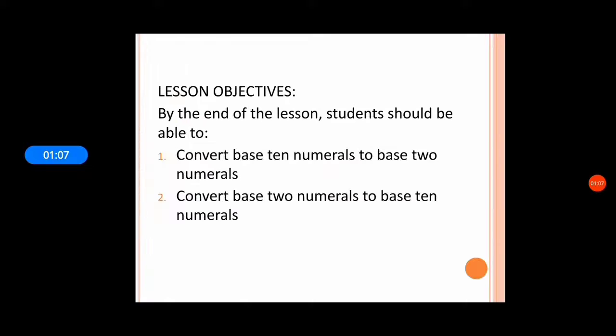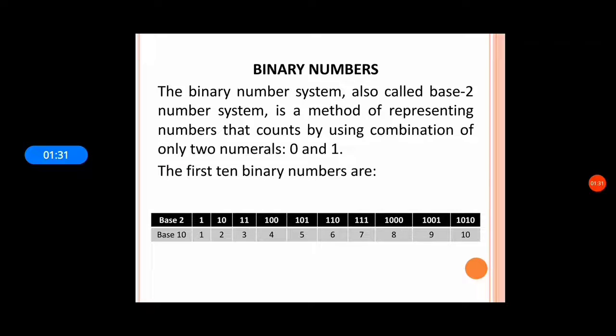Now let's quickly look at the lesson objectives. By the end of the lesson, students should be able to convert base 10 numerals to base 2 numerals, and convert base 2 numerals to base 10 numerals. These are the two basic lesson objectives, which I believe by the end of the lesson you will be able to perform. Now let's go to our lesson in detail.